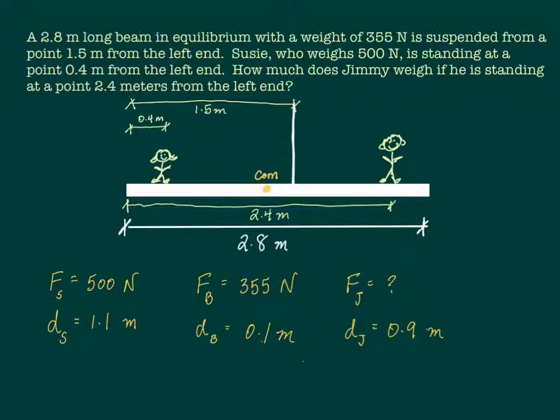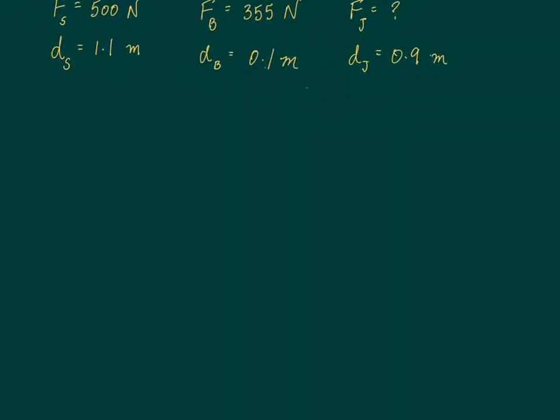And our job is to find how much Jimmy weighs. So that's a question mark. But we know that Jimmy is a distance of 0.9 meters from the fulcrum, okay, because he's at 2.4 meters. The fulcrum is at 1.5. Subtract that out, and we get that Jimmy is 0.9 meters away. All right, so remember our golden rule with torques. What do we say? We say torques counterclockwise have to equal torques clockwise.